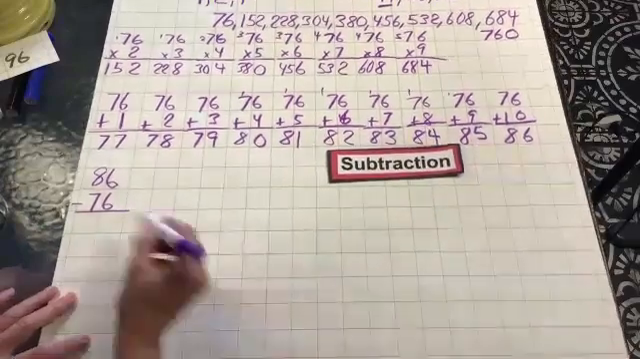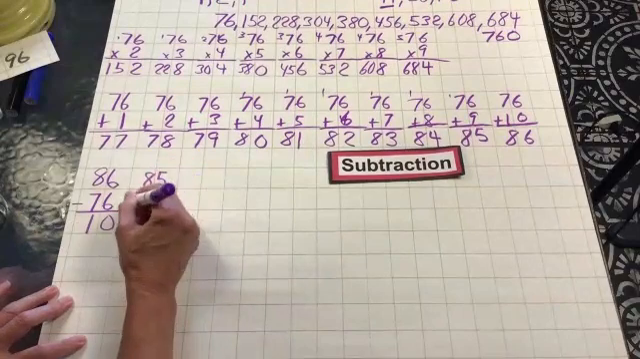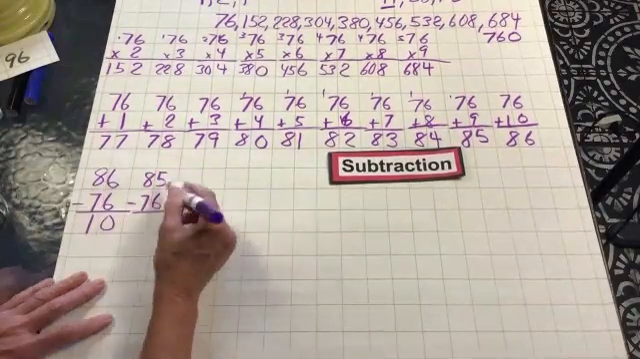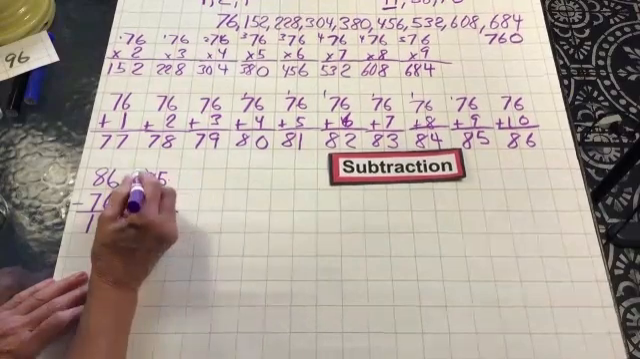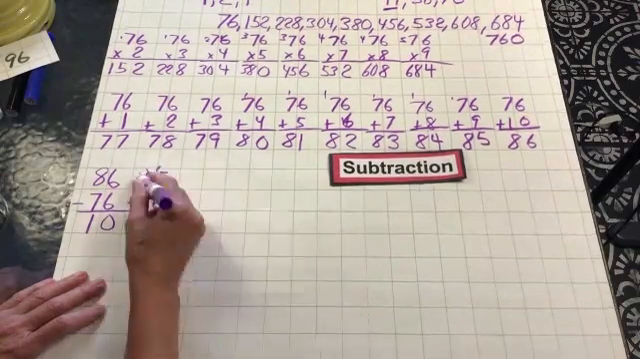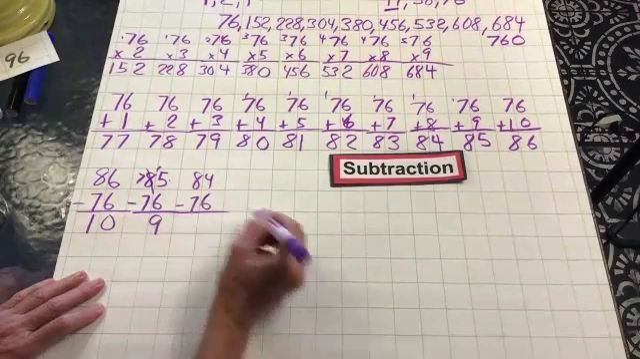6 minus 6 is 0. 8 minus 7 is 1. 85 minus 76. So we're just going down 1 each time. 6 from 5 cannot do. Borrow from the 8, making it 7, making that 15 minus 6 is 9. 7 minus 7, nothing. 84 minus 76.